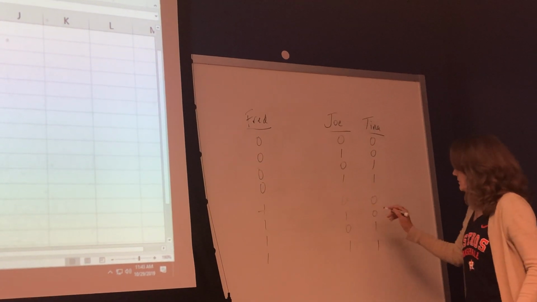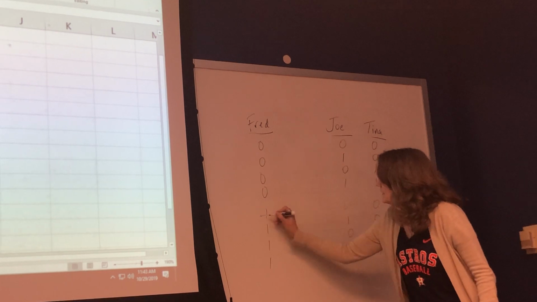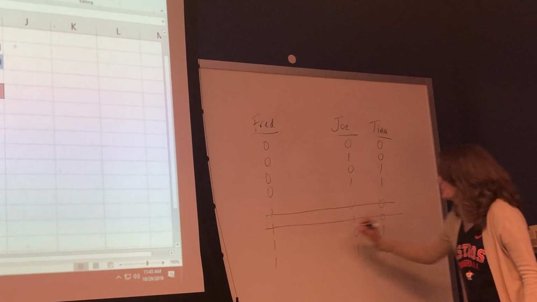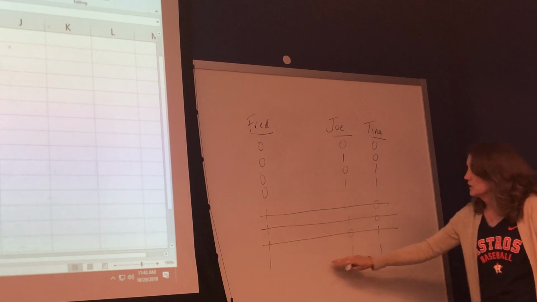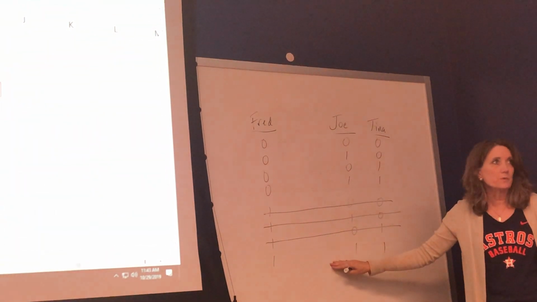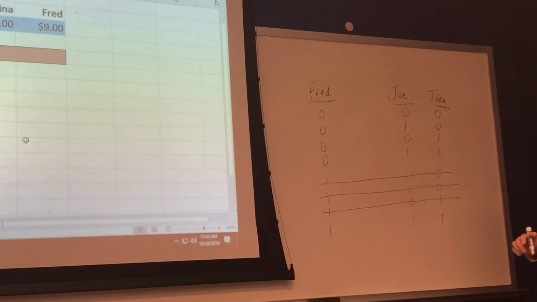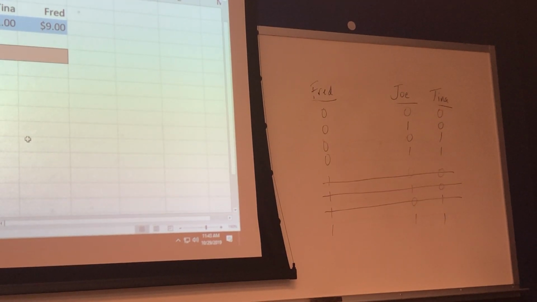Yeah, I thought I was going too far up, but that was right. He's not going to go if neither of them go. He's not going to go if it's only Joe. He's not going to go if it's only Tina. He'll only go if both of them are going. So now we have what we need here. We have exactly what is allowed and not allowed.